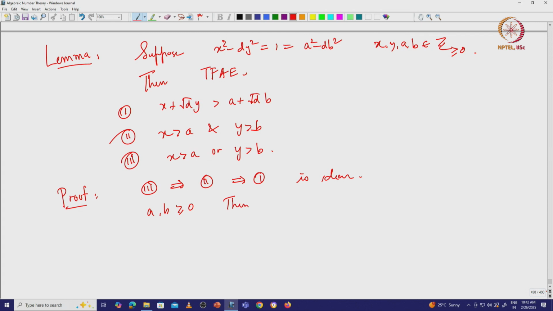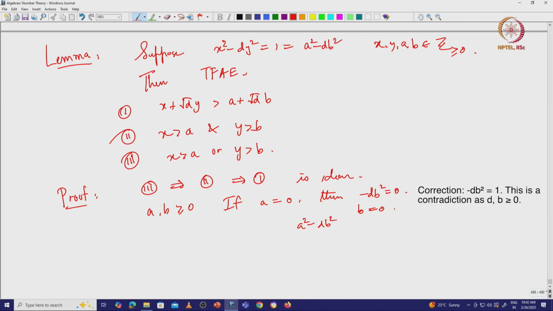So, what happens if a is equal to 0? If a is equal to 0, then minus db square is equal to 1, which is impossible since b is an integer and d is positive. Actually if b is equal to 0, then a square minus db square is 0, which is not equal to 1. So, a contradiction, which means that a is not equal to 0, and so a is bigger than or equal to 1. And similarly, x is bigger than or equal to 1.